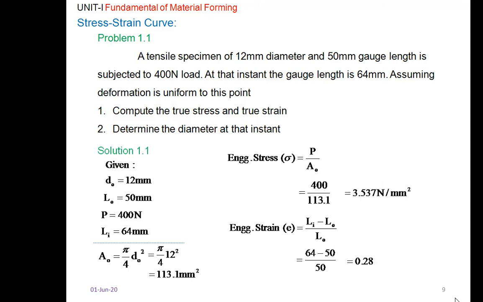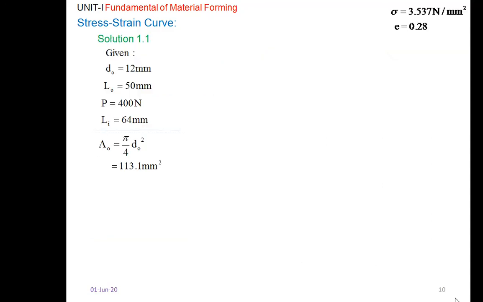From this engineering stress and engineering strain, as you know the relationship between true stress and engineering stress, as well as engineering strain and true strain, we can find out true stress and true strain. So this is the data. True stress can be found out. Sigma t is equal to, this is the relationship. Sigma e, engineering stress, is 3.537, engineering strain is 0.28. You can find out true stress, that is 4.527 Newton per mm square.